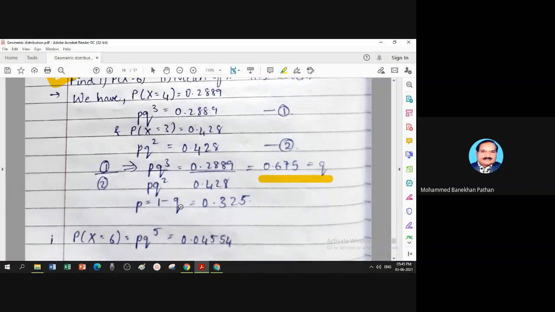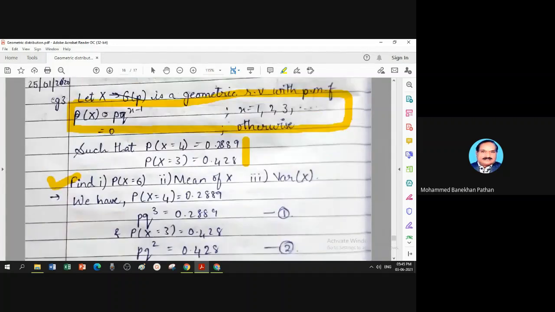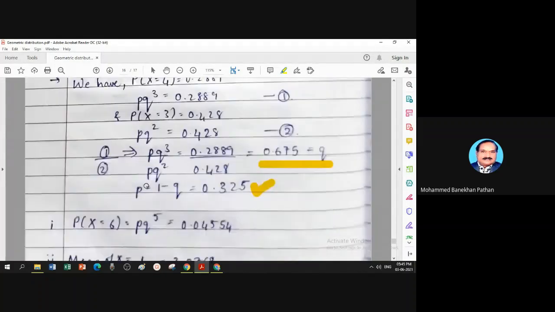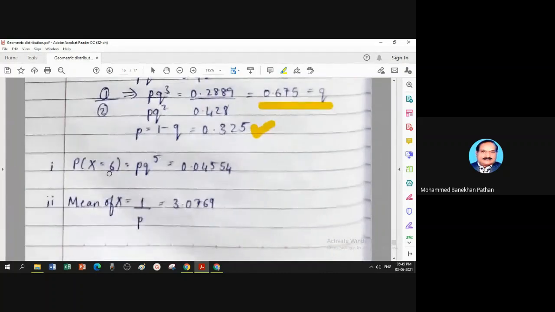P is 1 minus Q. I got P, I got Q, replace in the formula. And once the function is known, you can get a probability. So probability X equal to 6 equals P Q raised to 5. Replace the value of P, replace the value of Q and solve by calculator.